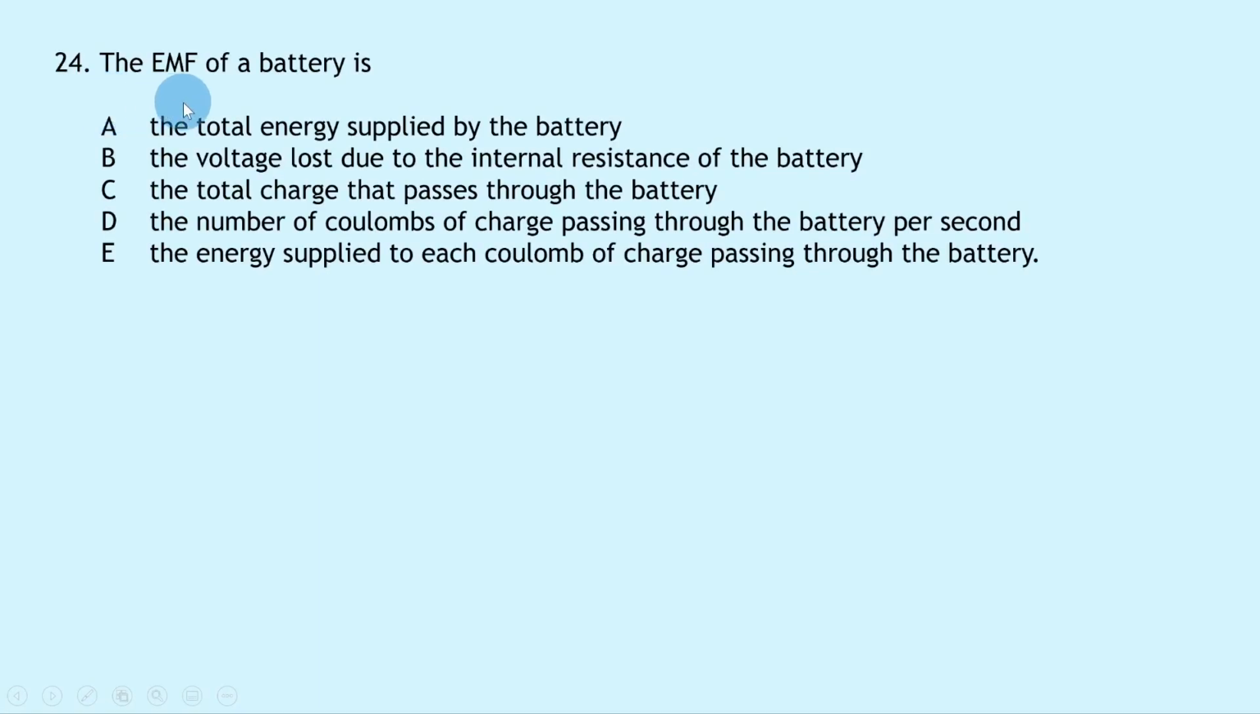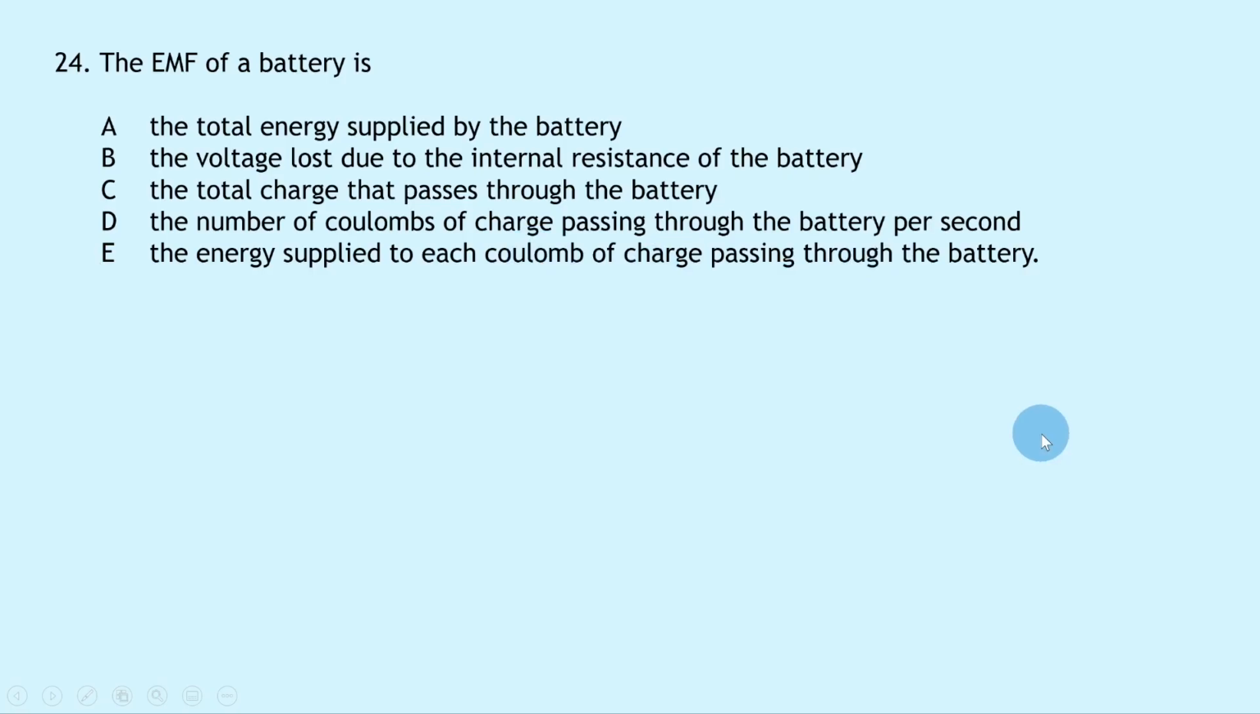Question 24 says the EMF of a battery is the total energy supplied by the battery, the voltage lost due to the internal resistance of the battery, the total charge that passes through the battery, the number of coulombs of charge passing through the battery per second, or the energy supplied to each coulomb of charge passing through the battery.